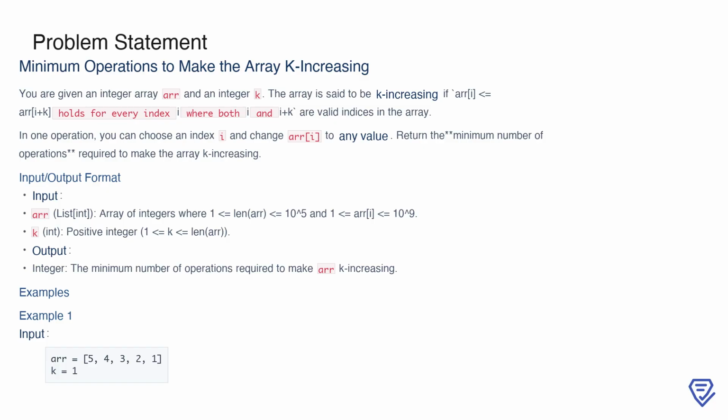The input consists of the array arr and the integer k, and the output is the minimum number of operations required. The constraints ensure that the array can have up to 100,000 elements, and each element can have a value as large as 1 billion. Let's now explore some examples to better understand this problem.